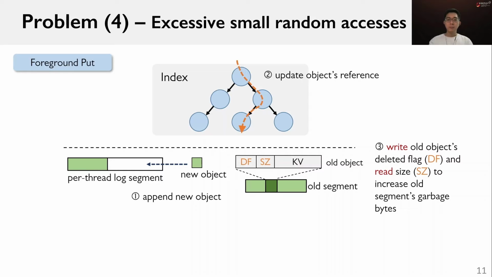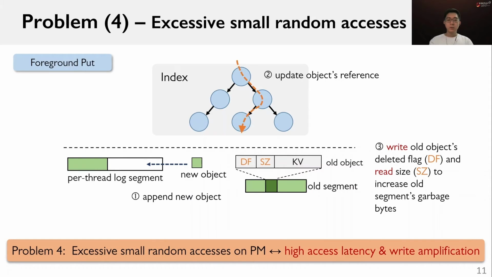The fourth problem is excessive small random access on PM. Besides background compaction, in the foreground, service threads also generate many small random accesses on PM for garbage collection. For example, after appending a new KV object, the service thread will update the object's reference. If the object has an old version, to facilitate garbage collection, the service thread will mark the old object's deleted flag in PM and read its size from PM to increase the old segment's garbage bytes, which is used to select segment candidates in compaction.